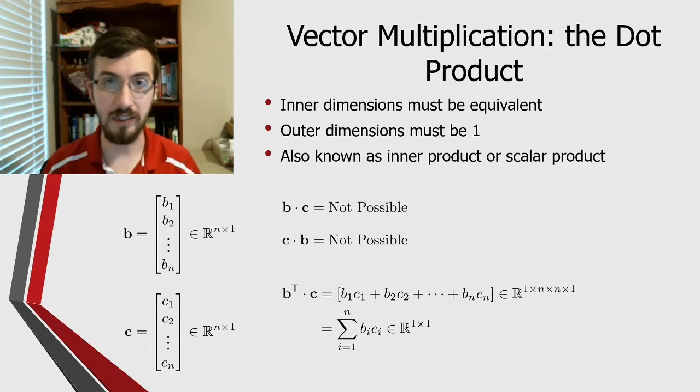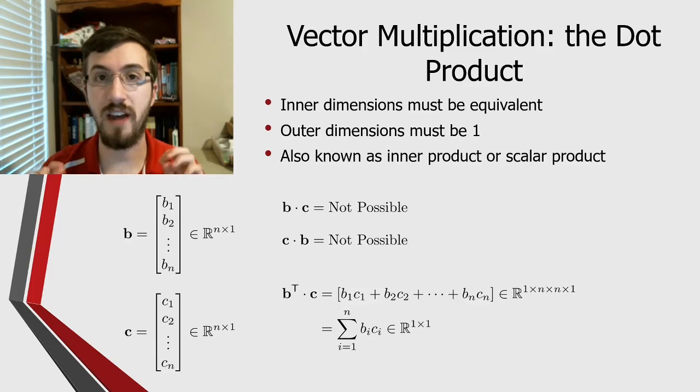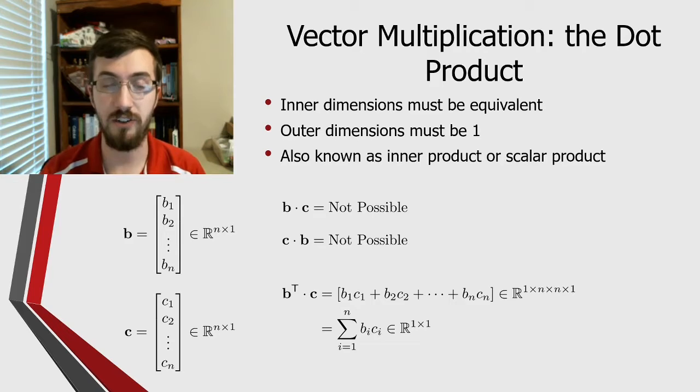What this means is that we have to have a row vector times a column vector in order for the dot product to work. It has to be a row vector times a column vector.